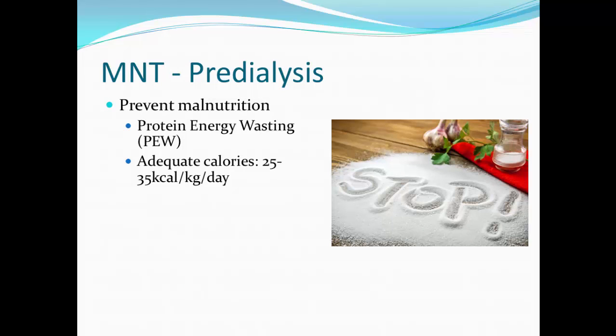Medical nutrition therapy for pre-dialysis patients. Remember, this is chronic kidney disease stages 1 through 4. First focuses on preventing malnutrition. Protein energy wasting is very common with renal patients, so we must ensure adequate calories of 25 to 35 calories per kilogram per day.